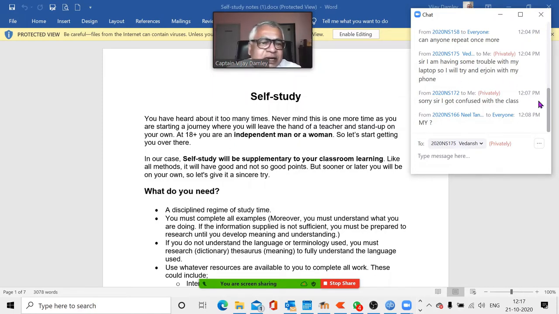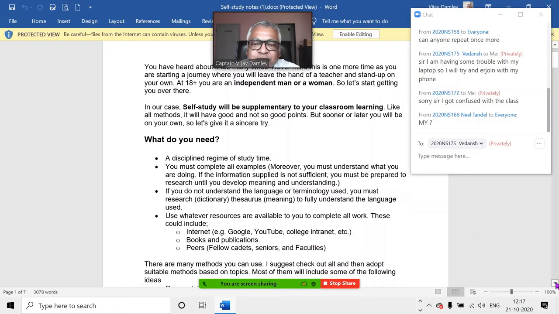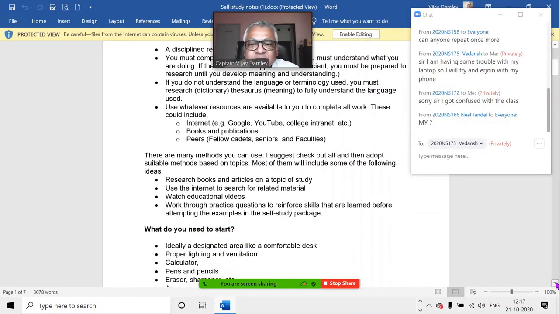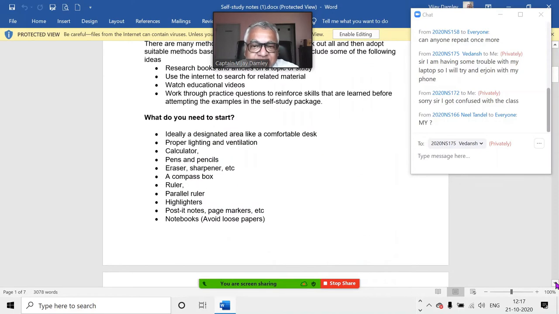Okay, what you need, everything is just copied information. Generally, one should be comfortable. Follow this. Now, the most important ones, as far as I go, the rest of the things are okay. This is the critical area.